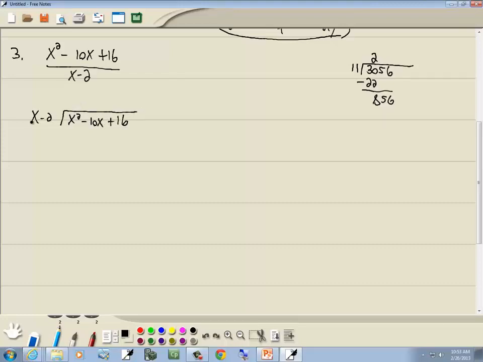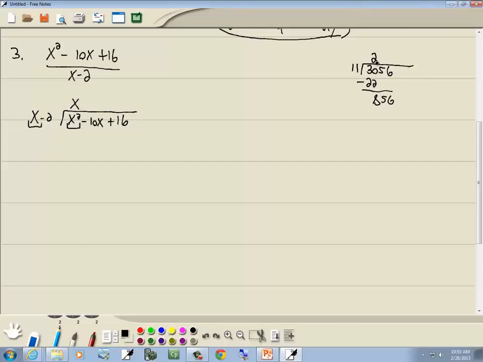Now in deciding what goes up on top, we only look at the first term of each. So I'll look at the x and I'll look at the x squared. And it's not how close can you get, it's always exact. So you ask yourself, what times x gives you x squared? And that would be x.